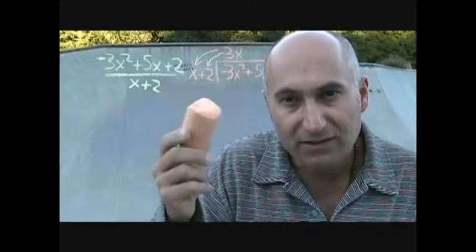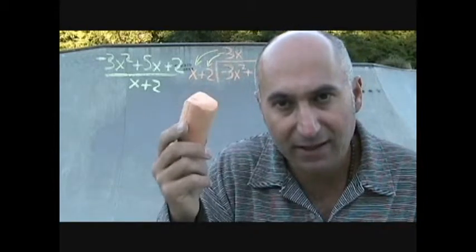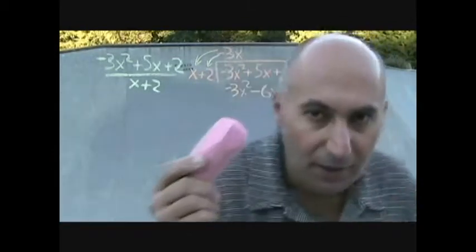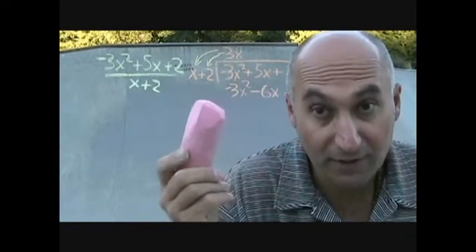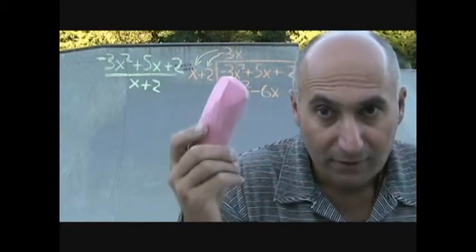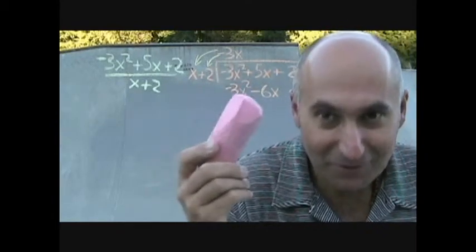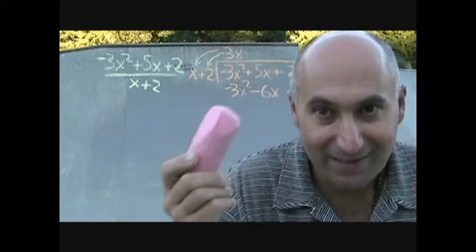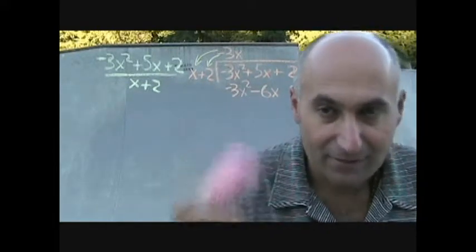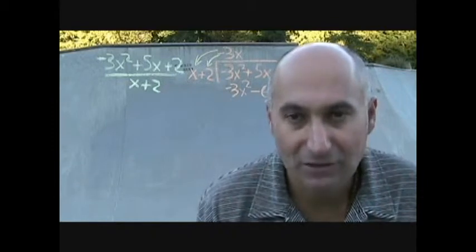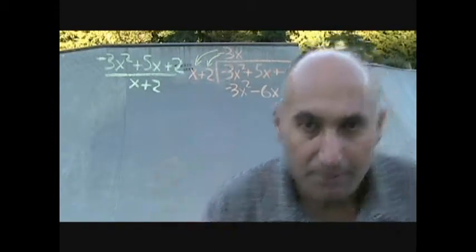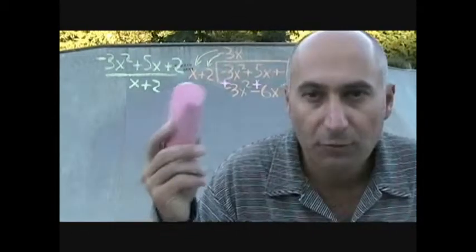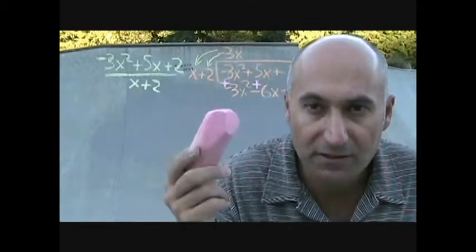Negative 3x times x is going to be negative 3x squared. Negative 3x times 2 is going to be negative 6. Now, again, this is subtracting the bottom from the top, so it would be minus negative 3x squared minus that guy, minus negative 3x squared, and 5x minus negative 6x, right? Now I don't like all those minuses all over the place, so I'm going to change the sign of that guy, change the sign of that guy, and I'm going to add them. They were both negative, so they both turn into positive, and I'm going to add them.